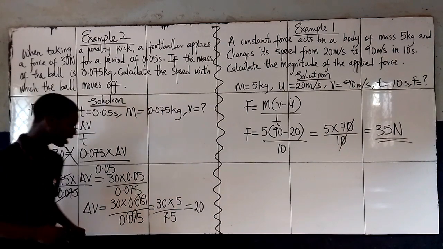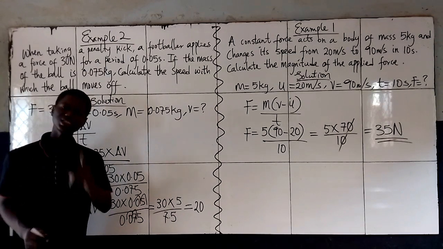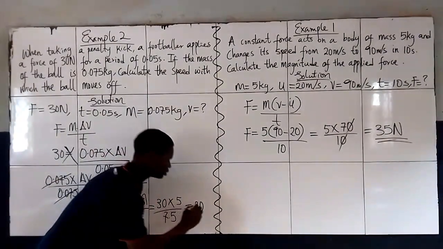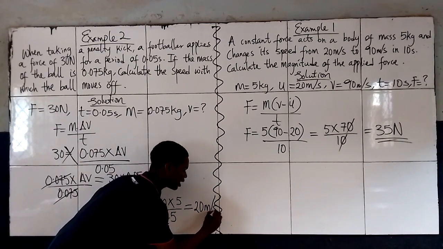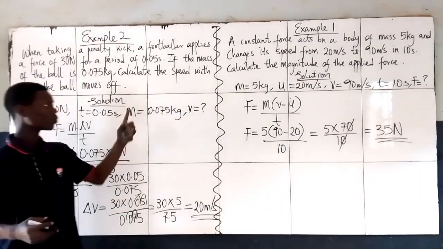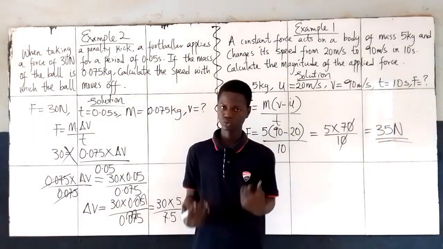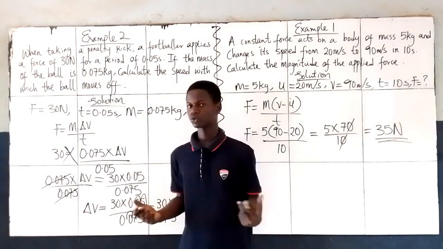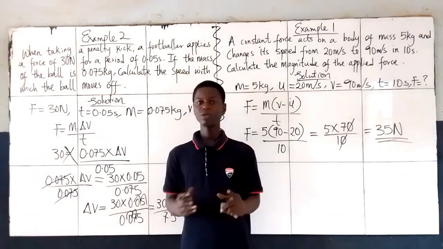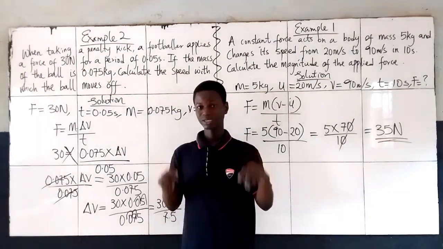And mind you, we are asked to find the velocity with which the ball will move off. What is the SI unit for velocity? It is meter per second. So this is the answer to the question we are asked to solve. So clearly, I hope you understand how questions on Newton's law of motion are being solved. So now I'll be giving you guys a question to try your hands on. Let's have the question now.